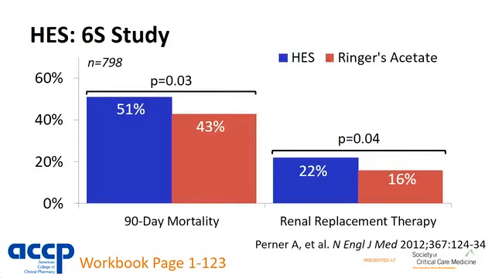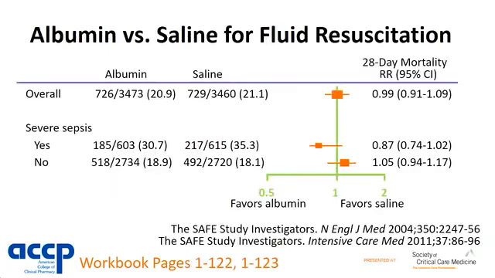We'll first start off with the bad. This was a study in just patients with severe sepsis and septic shock called the 6S study, where patients were randomized to starch versus Ringer's acetate. In this study, there was actually higher mortality with starches and higher need for renal replacement therapy, and thus the strong recommendation to not use starches in patients with septic shock.